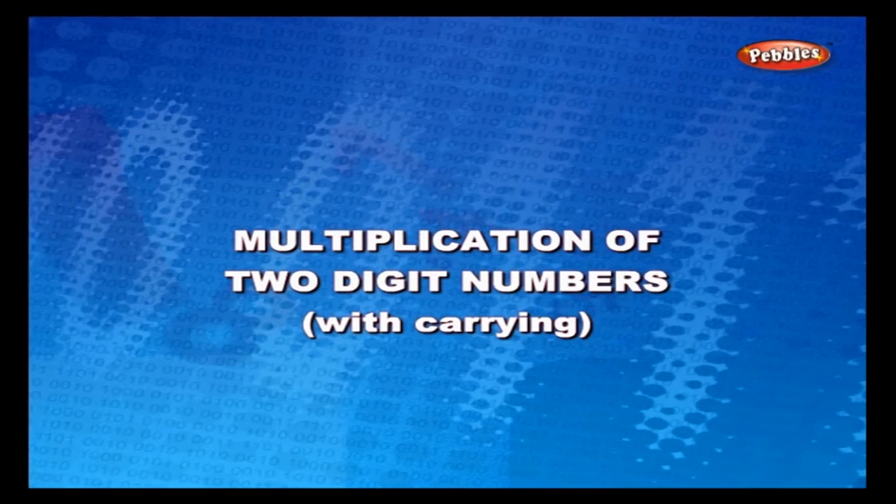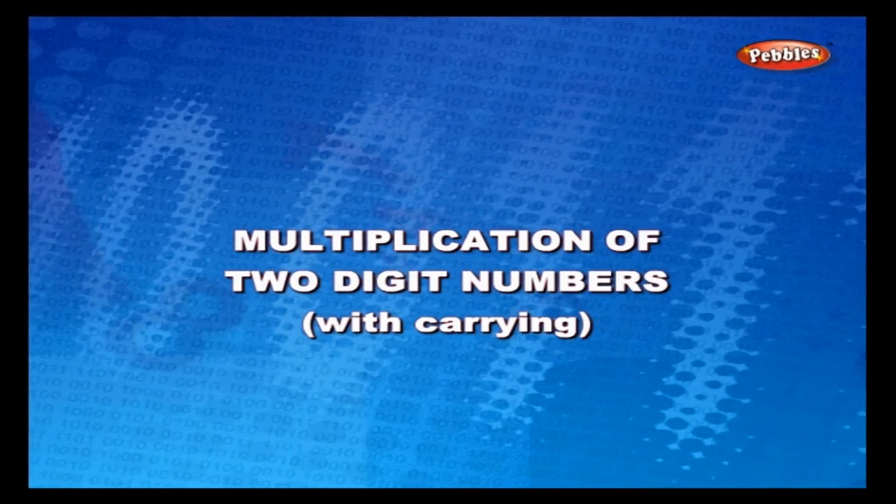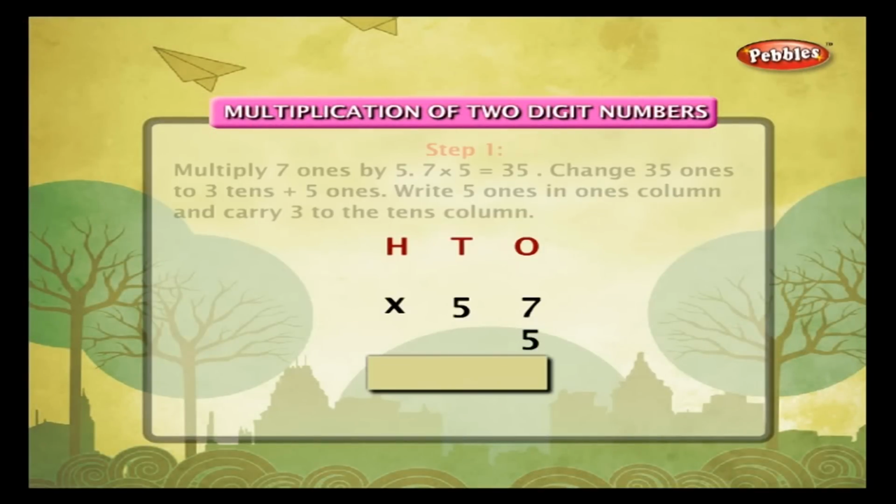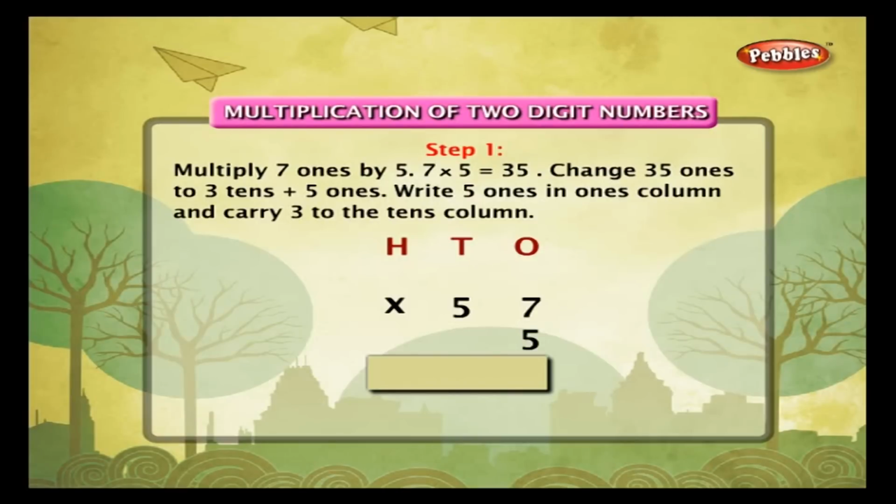Multiplication of two-digit numbers with carrying. Example, multiply 57 by 5. Arrange the numbers in a column. Multiply 7 ones by 5. 7 into 5 is equal to 35 ones. That is 5 ones and 3 tens. Write 5 below the ones column and carry over 3 to the tens column.